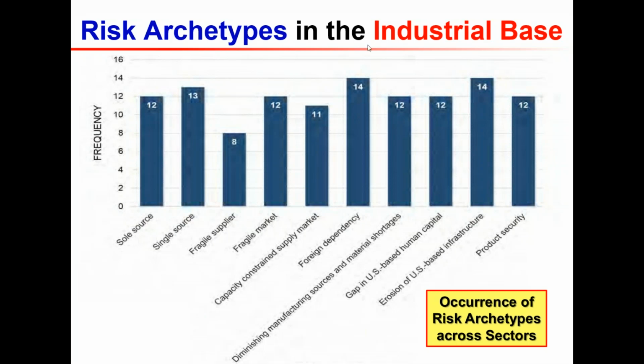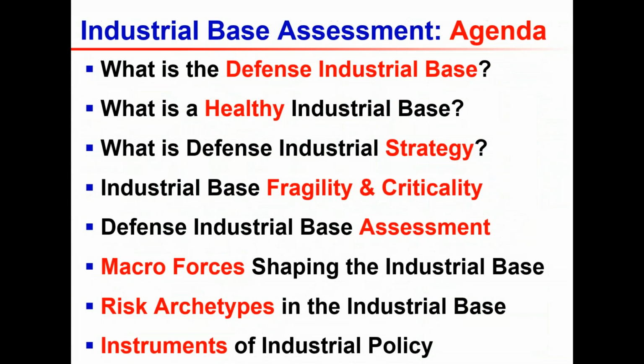But all of them, it wasn't a huge difference. Fragile supplier was the least common, but still, it wasn't like we go from 1 to 15 or 1 to 20. The reality is that each of these threats, each of these archetypes, was present in significant degree across the defense industrial base. All right. So lastly, just a little bit on the instruments of industrial policy.